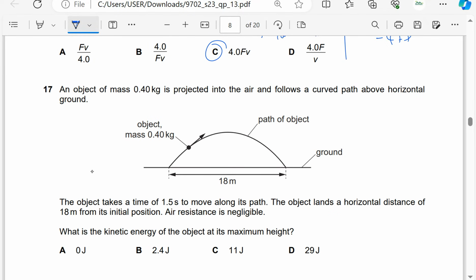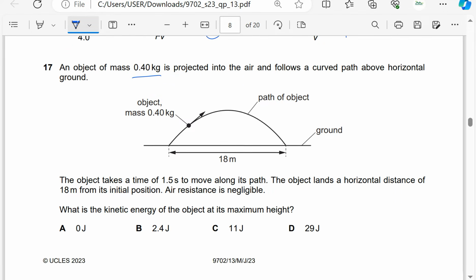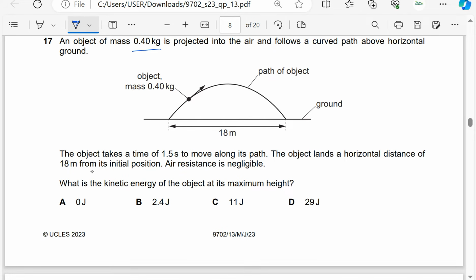An object of mass 0.4 kilograms is projected into the air and follows a curved path above horizontal ground. The object takes time 1.5 seconds to move along its path. The object lands a horizontal distance of 18 meters from its initial position. Air resistance is negligible. What is the kinetic energy of the object at its maximum height?